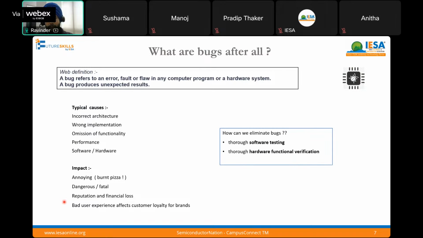So how can we eliminate these bugs? It is only through thorough software testing and, correspondingly on the hardware side, thorough hardware functional verification. Once these two are there, we reduce the chances of bugs in the end product.